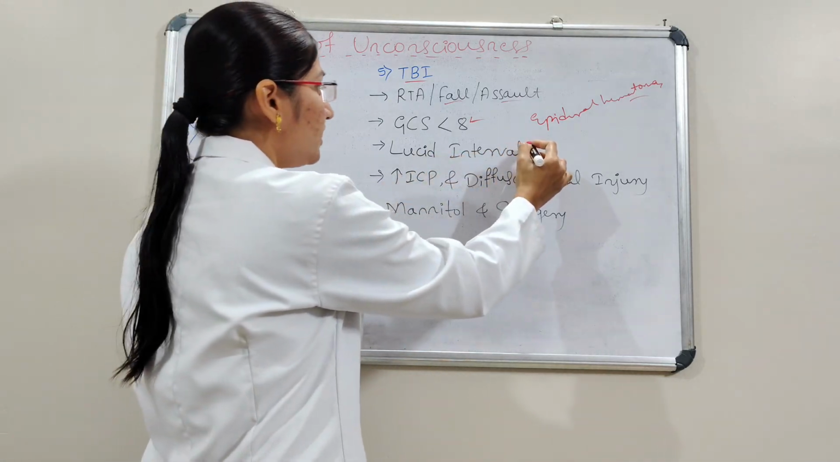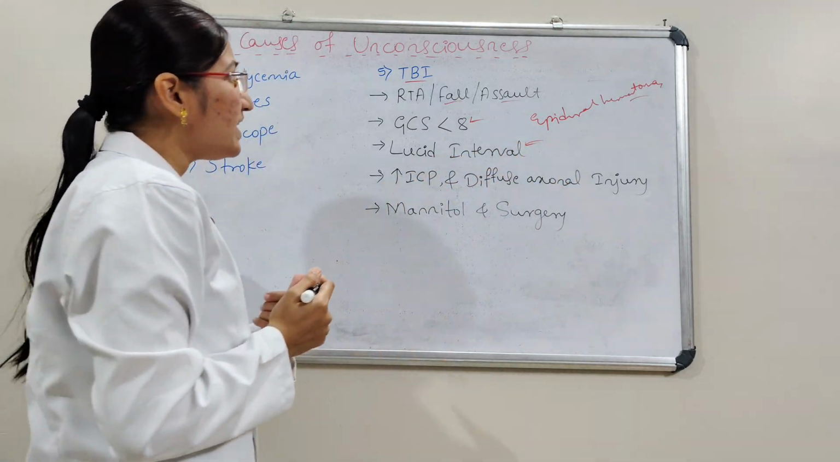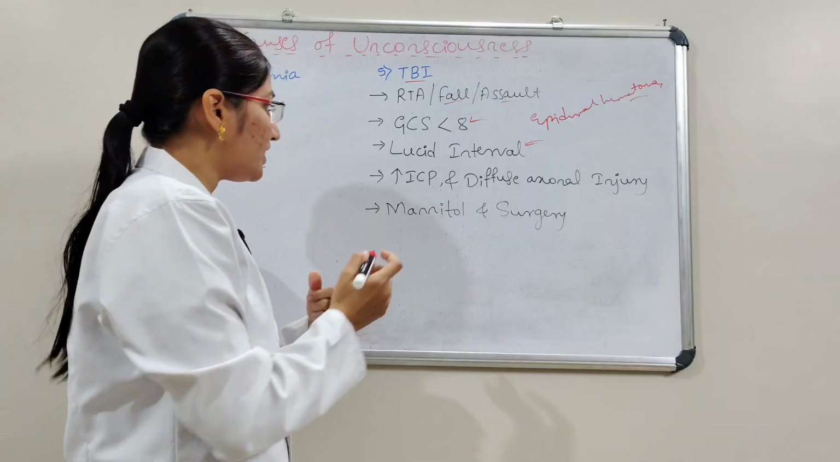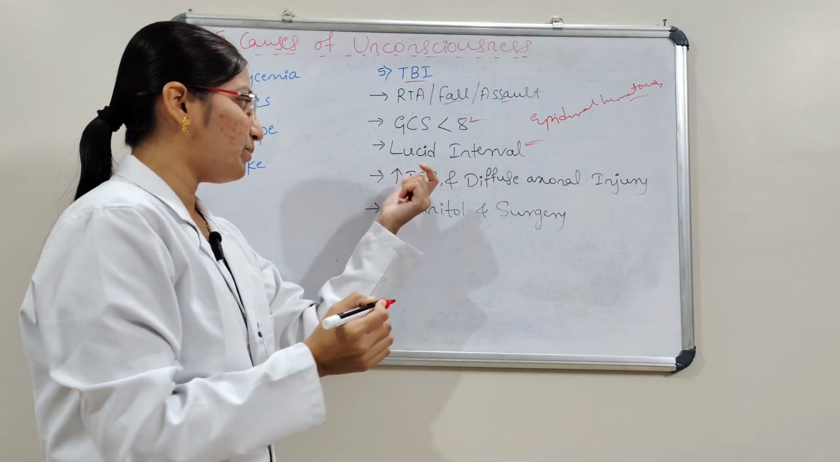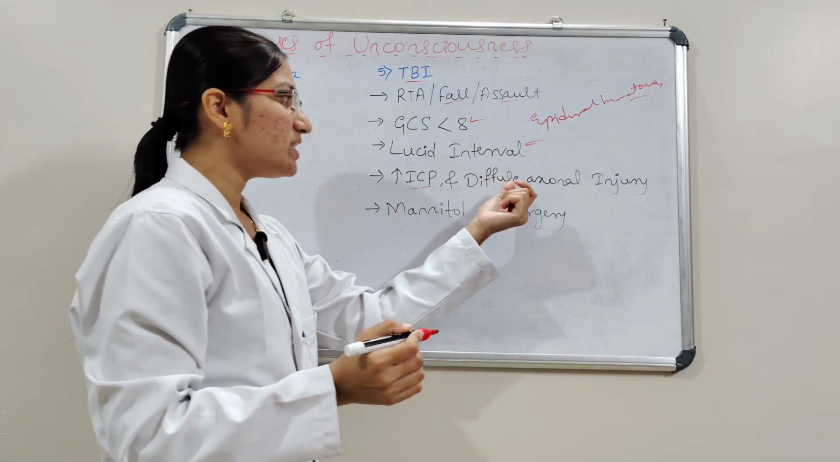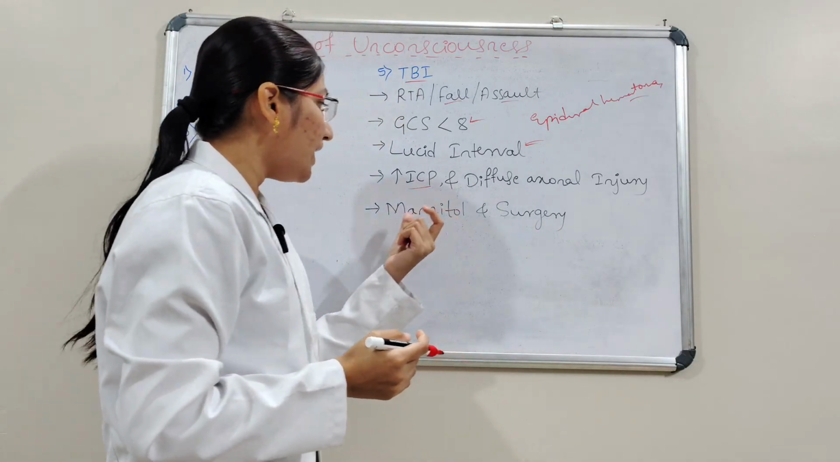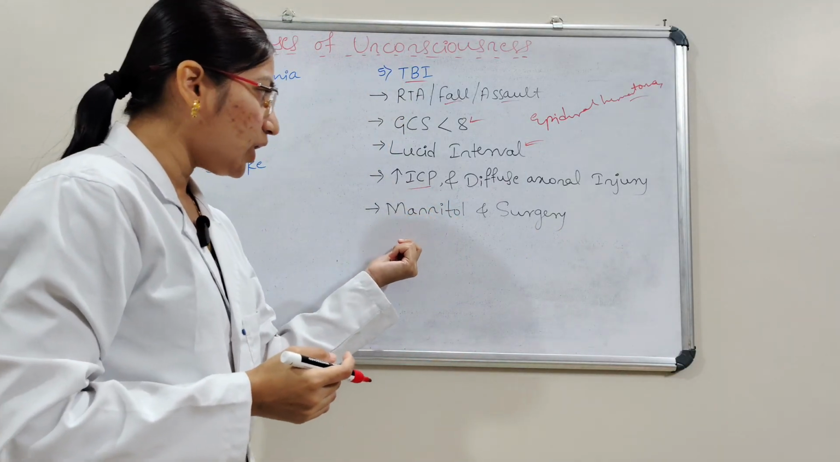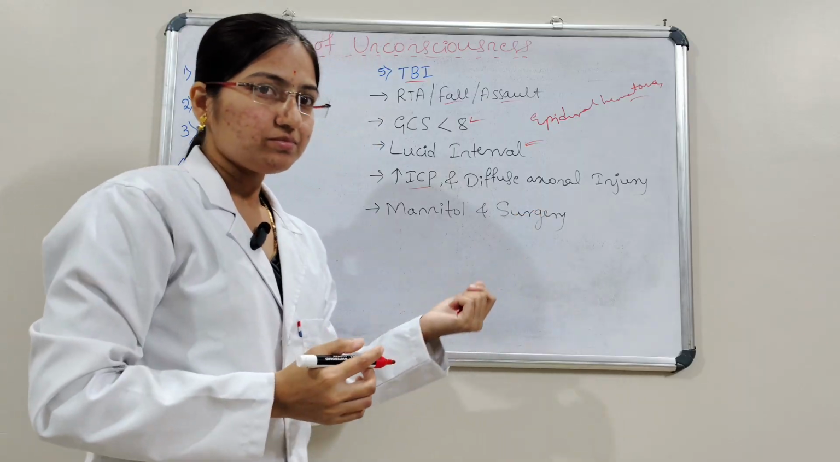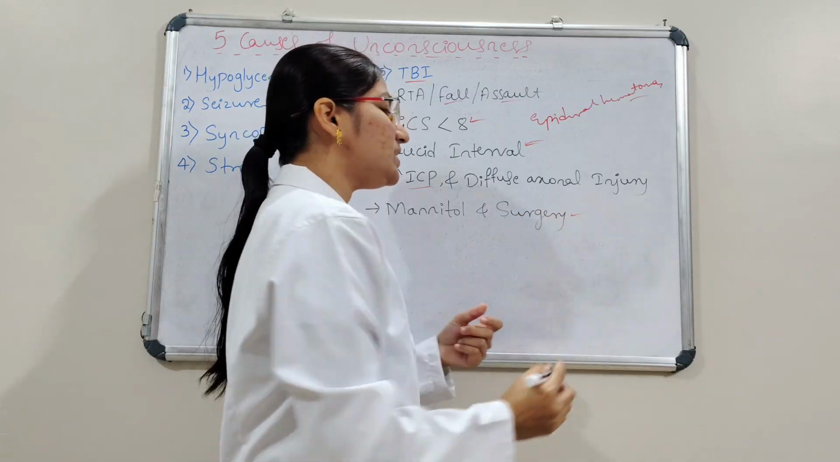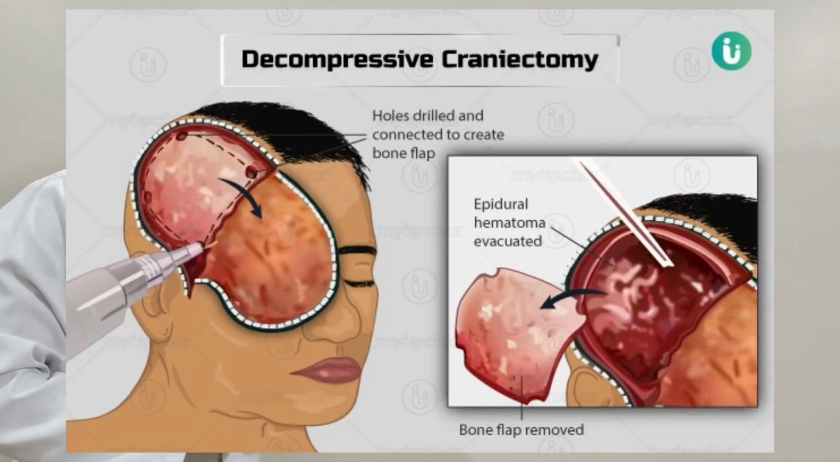That is lucid interval. And then in traumatic brain injury, we can see increased intracranial pressure, and also diffuse axonal injury. Here the treatment is mannitol and then surgery. Surgery, decompressive craniotomy, can be done.